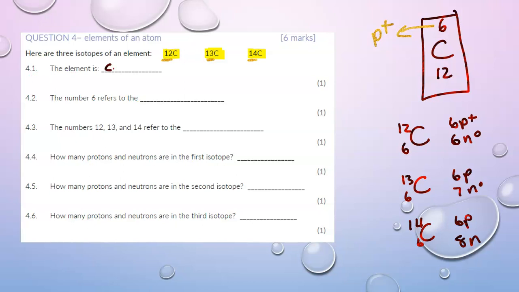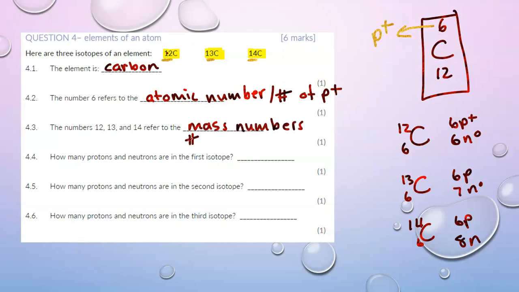4.1, the element is carbon, because it's a C. The number 6 refers to the atomic number, or you can say the number of protons. Both will be correct. The numbers 12, 13, and 14 refer to the what? Those are the big numbers. Those are our mass numbers. It will also be the number of nucleons.